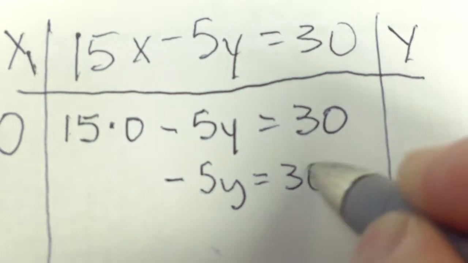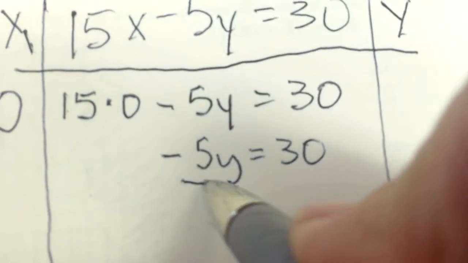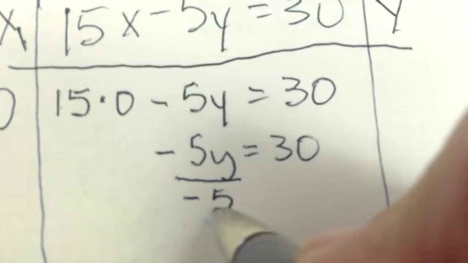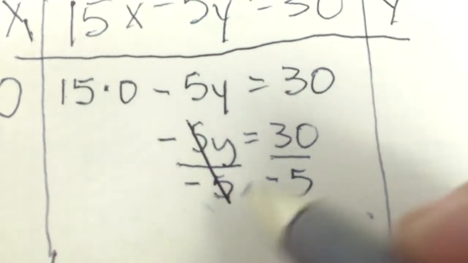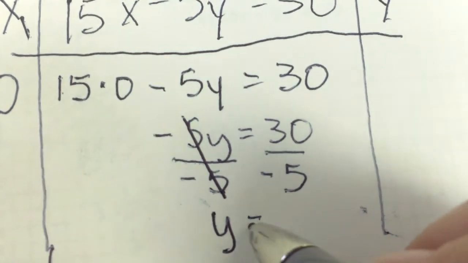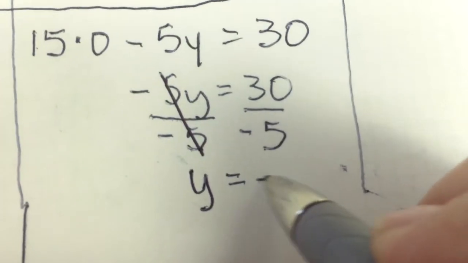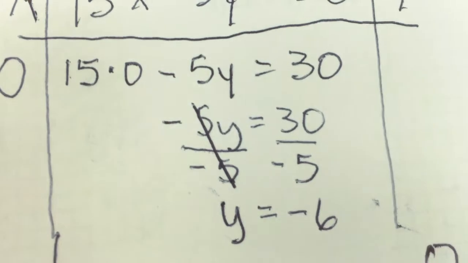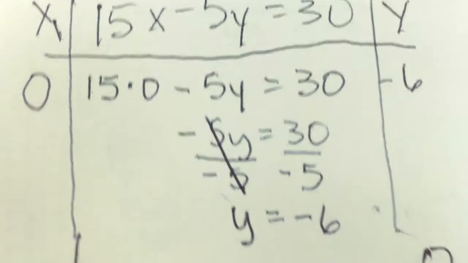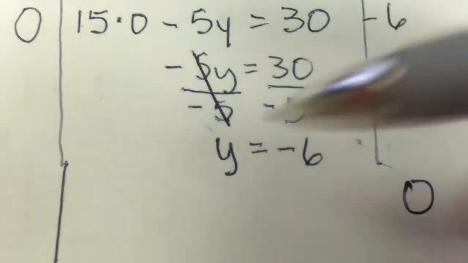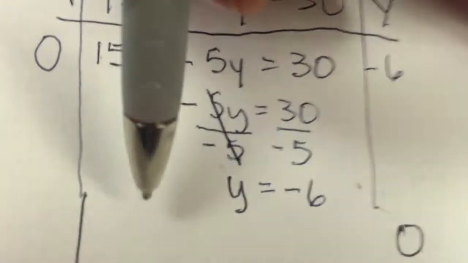equals 30. And in order to get y alone, we're going to divide by a negative number. Since it's an equation and not an inequality, I'm not concerned at all that we're dividing by a negative. Y equals, positive divided by a negative is a negative 6. So (0, negative 6) is my y-intercept. Now I'm going to do my x-intercept.